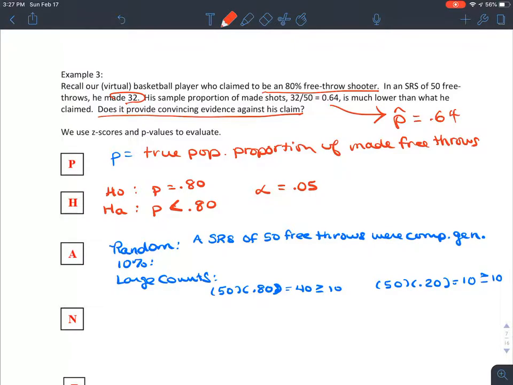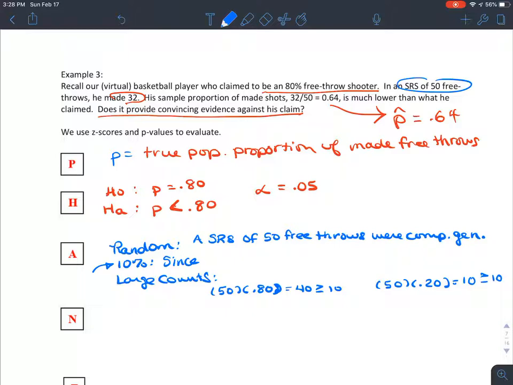Okay, so I've got some of the conditions filled in here, like a simple random sample. It says a sample of 50 free throws were made, so that meets the random condition. The 10%, we are not really sampling without replacement, okay? Because he's just going to keep shooting. Remember, the 10% is only if you're reaching in, taking something out of a population and not replacing it, but these are kind of independent shots.